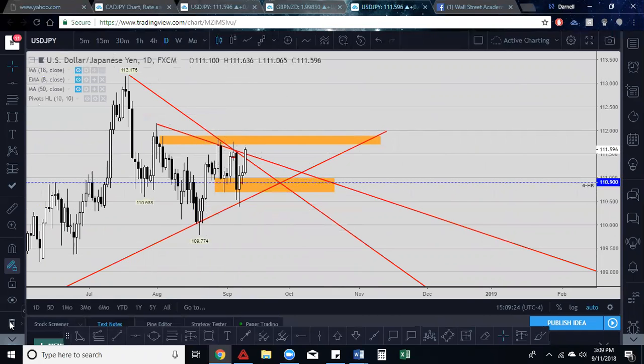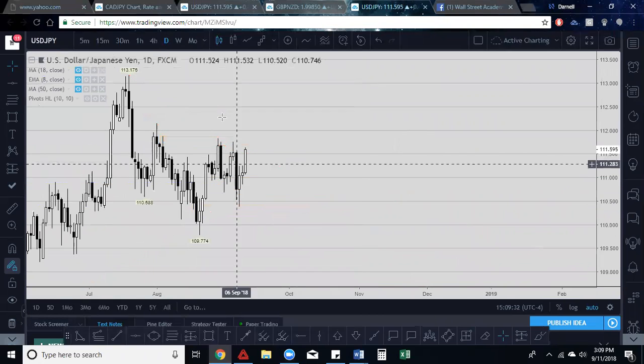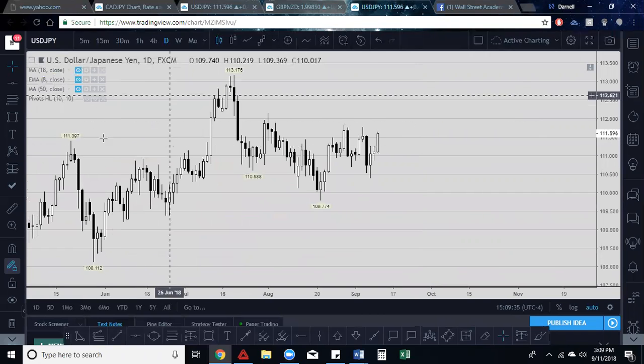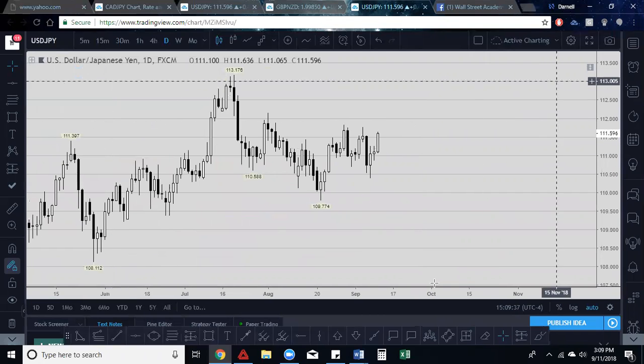I guess I'll start from, I don't know if I want to go from a clean chart. But I think blue. I guess I'll start from a clean chart and then work my way down.